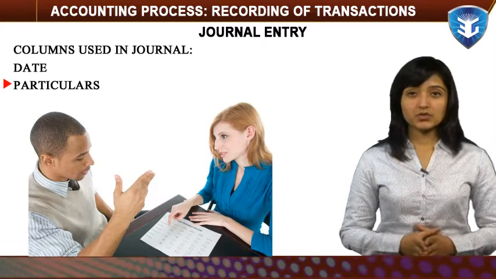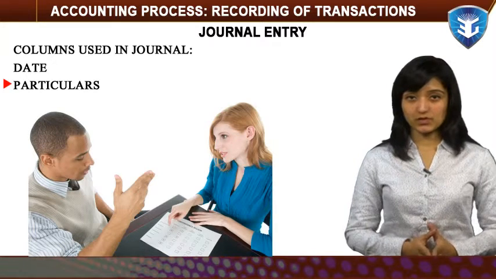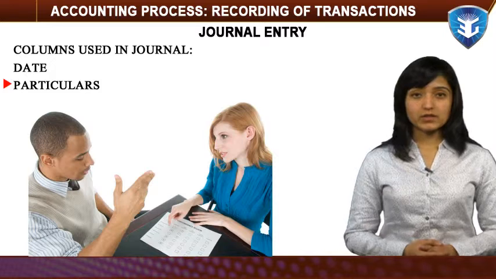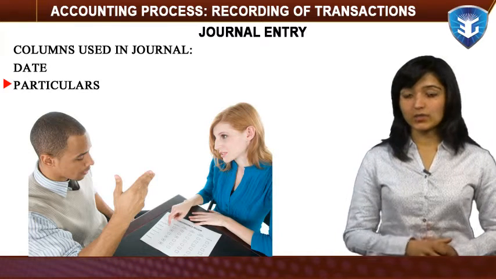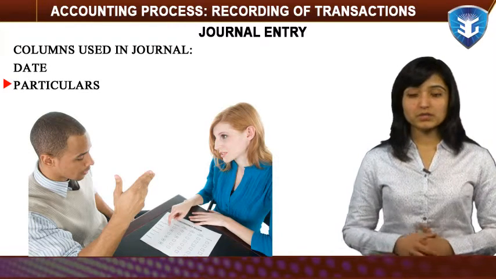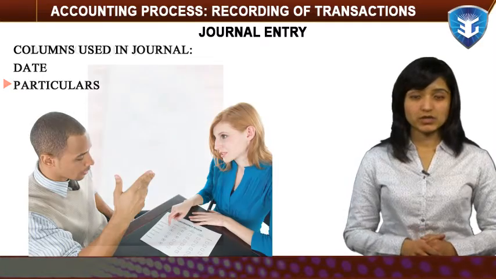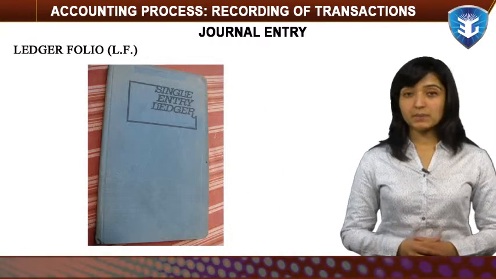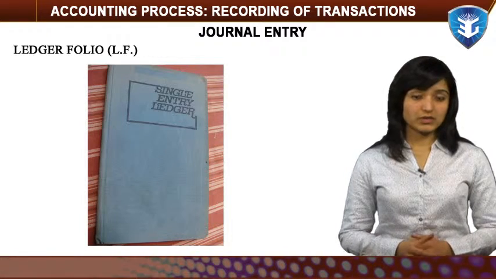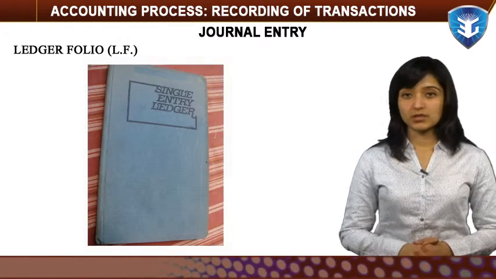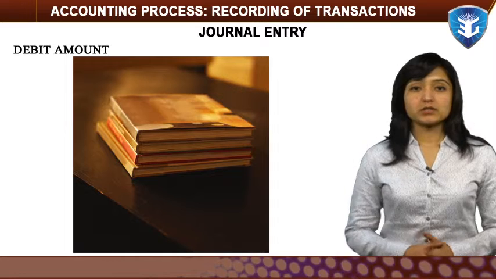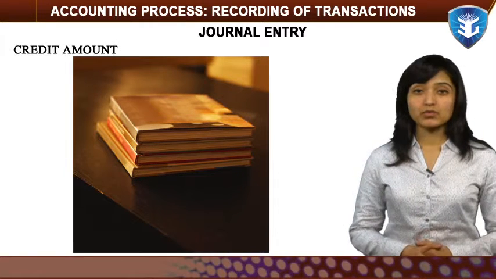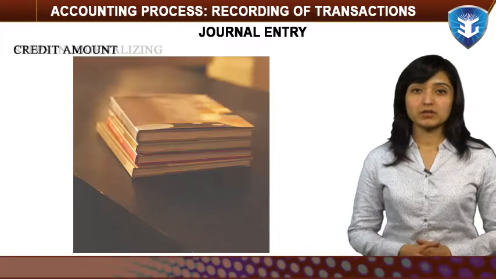The debit account is written at the left side of the particulars column. Dr. is written at the right side, and the credit account is written in the next line with the prefix "To". Narration is a brief description of the transaction. Ledger folio, LF, records the page number of the ledger on which the debit and credit accounts are posted. Debit amount records the debited amount. Credit amount records the credited amount.